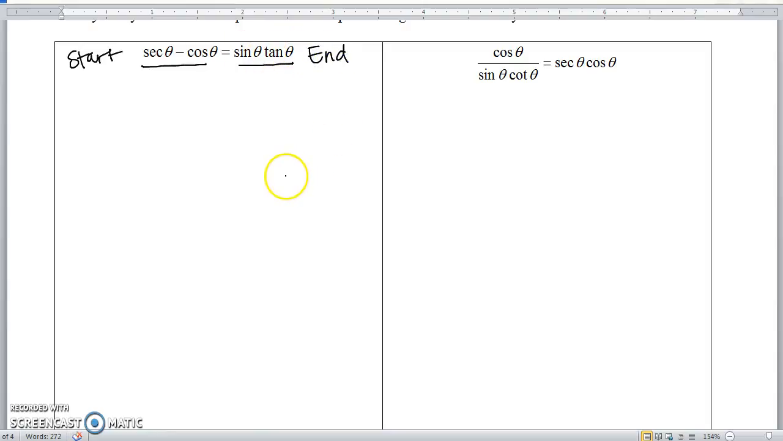Now you don't necessarily have to start on the left side and go to the right side, but usually you want to start with your more complicated side. Complicated really means, like, if you're adding or subtracting two things, like this left side, that's more complicated than multiplying two things together for what we're going to do. So you're going to start by rewriting your more complicated side. So in this case, secant of theta minus cosine of theta.